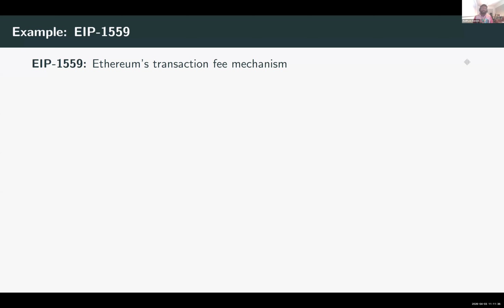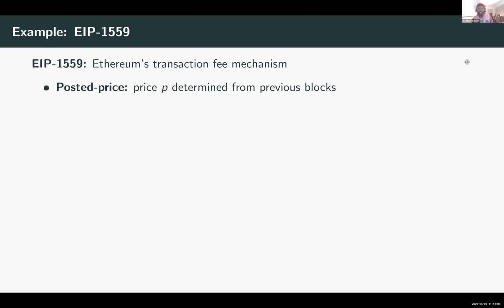We'll begin with an example here. We'll start with EIP 1559, and we'll see what it means for people to deviate off chain on EIP 1559. EIP 1559, as all of you must know, is Ethereum's transaction fee mechanism. So I'll go through all the steps involved in one implementation of EIP 1559.